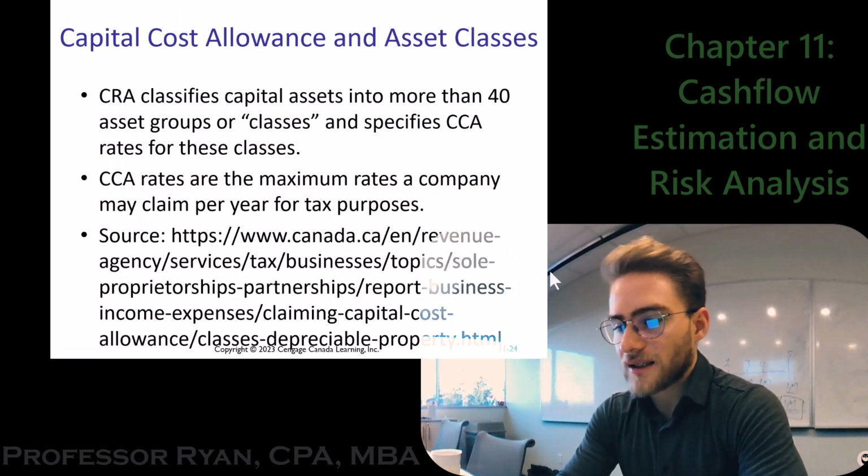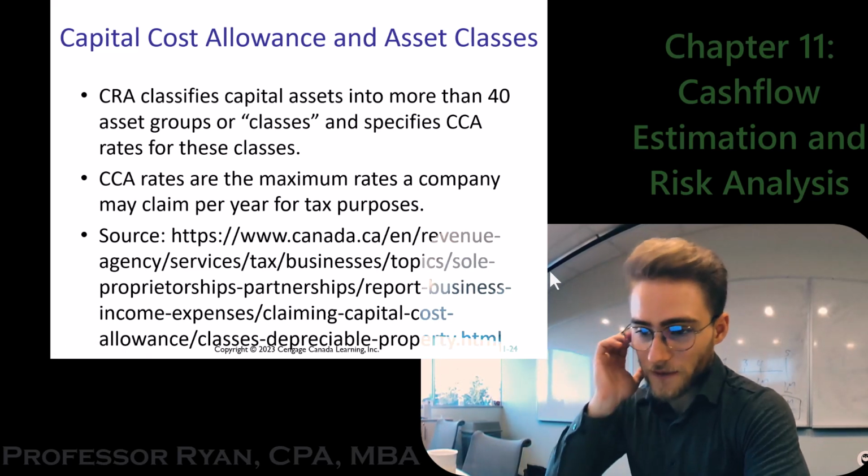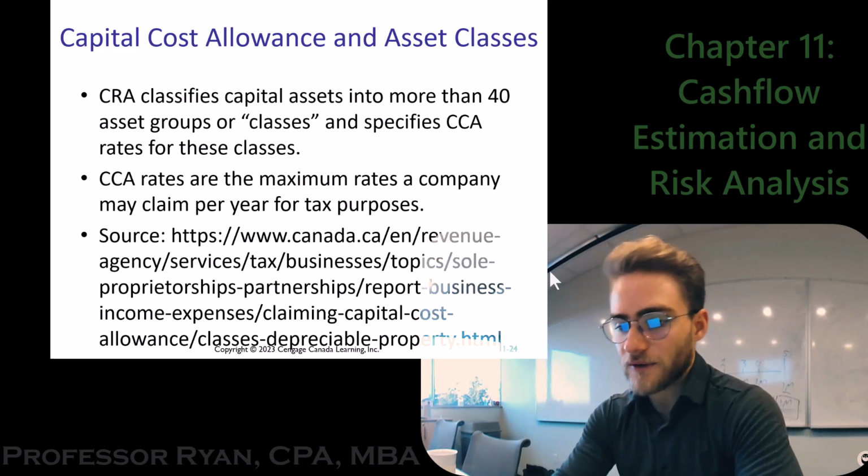So capital cost allowance and asset classes. CRA classifies capital assets into more than 40 asset groups or classes and specifies CCA rates for these classes.